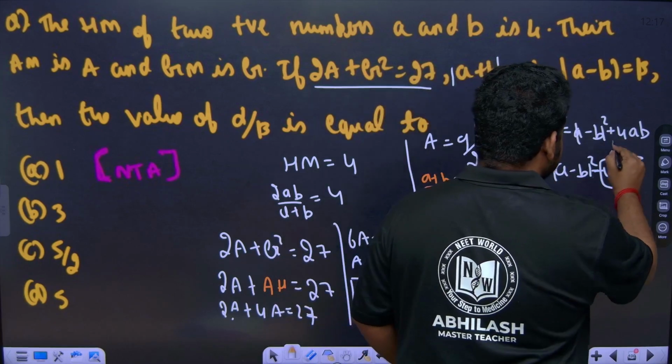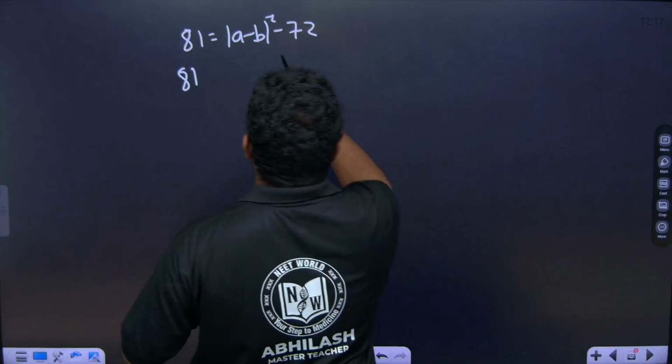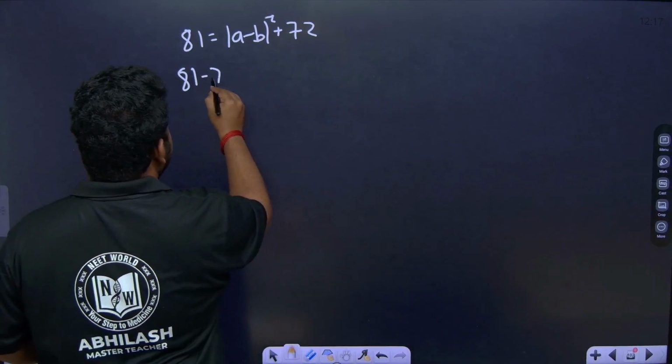Actually this should be plus. Here also it should be plus. So this will become what? This will become equal to plus. So this will become 81 minus 72.